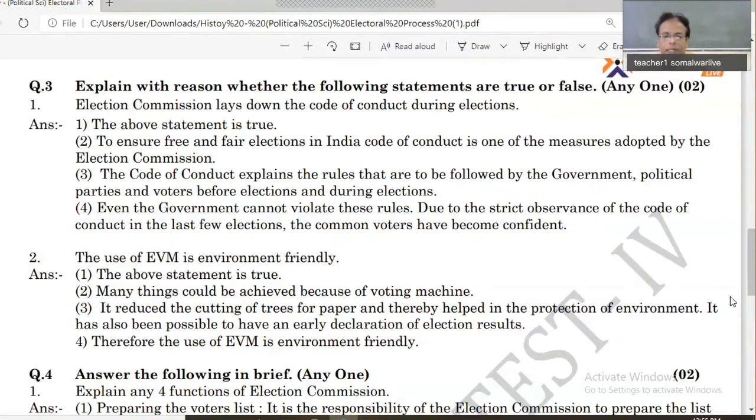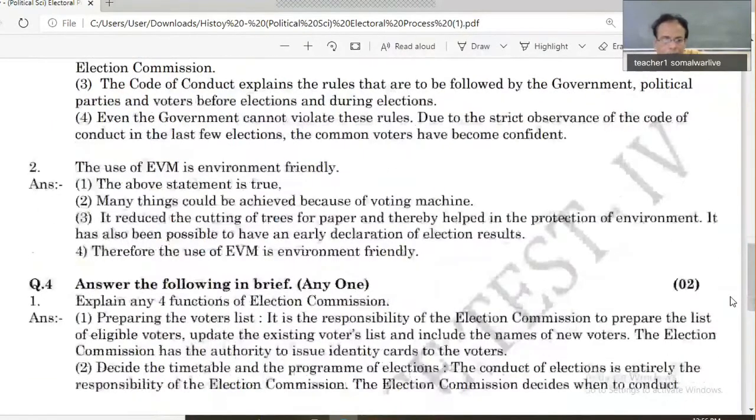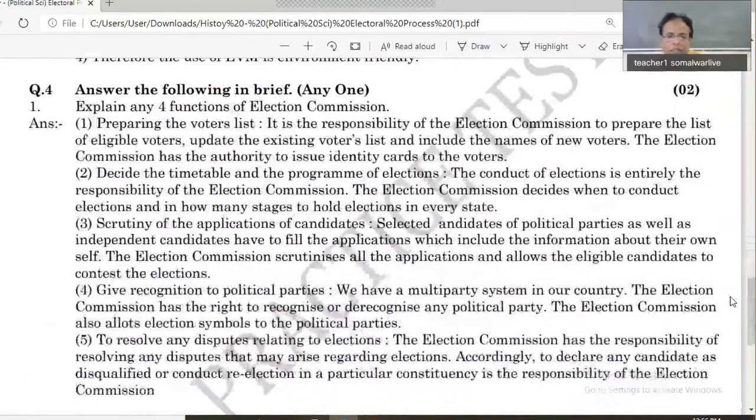Then the second one: many things could be achieved because of the voting machine. It reduces the cutting of trees for paper and thereby helps the protection of environment. It has also been possible to have an early declaration of election result, and that's why we can say this is environment friendly.